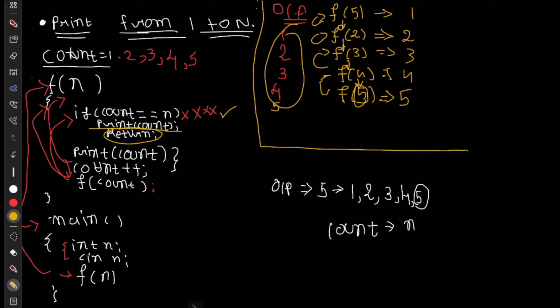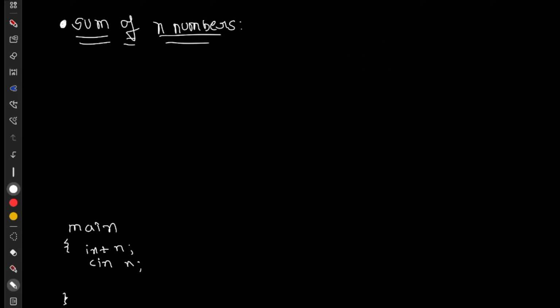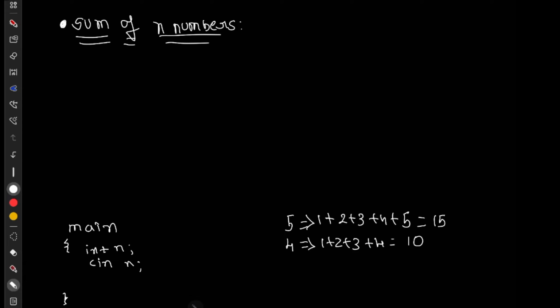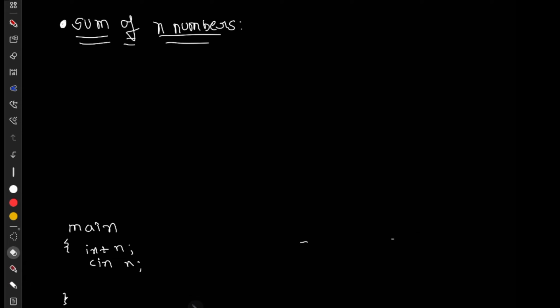Let's understand the next question. The second question says to take input from the user and return the sum from 1 to n. What does it mean? Let's say the user gives input 5. We should return 1 plus 2 plus 3 plus 4 plus 5, which means 15. If the user gives 4 as an input, we should give 1 plus 2 plus 3 plus 4, with 10 as output. How do we implement this in code?